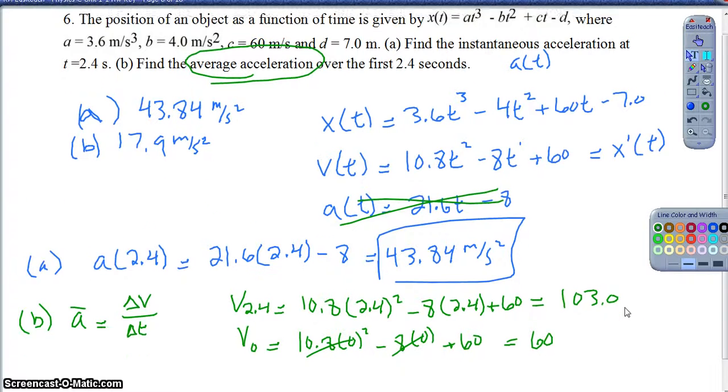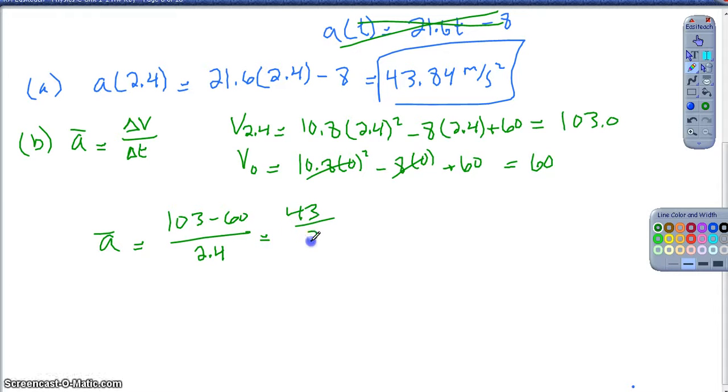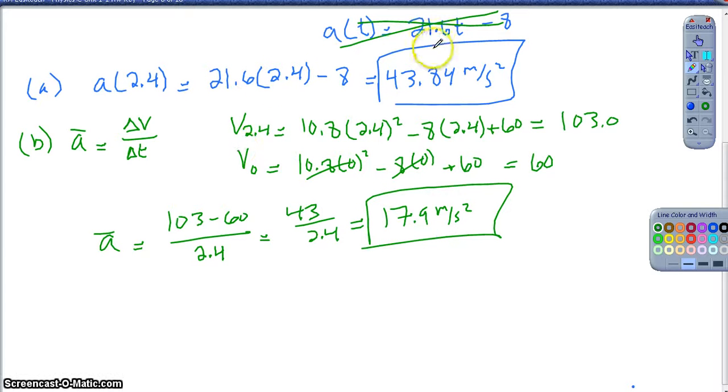So in this case, I've got my two velocities. I just want to find my average acceleration by finding the change in velocity over time. So my average acceleration, the final velocity here at 2.4 seconds of 103 minus my initial velocity of 60 divided by the time, so the time again was just 2.4 seconds. So I get 43 over 2.4, and that's where I got my previous answer of 17.9 meters per second squared. Okay, so again, the biggest emphasis here, to find the average acceleration, you do not use the acceleration function, you use the velocity function and you find your two values and then the change in those two values. So hopefully this helps them on question 6.